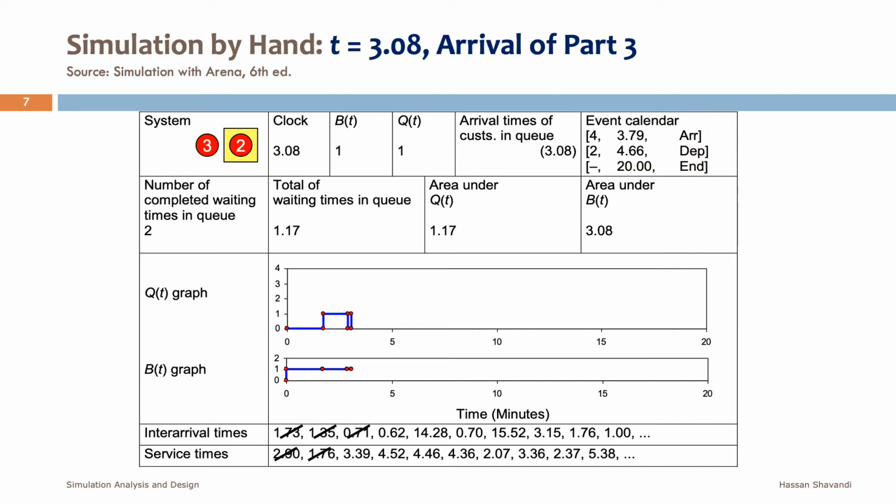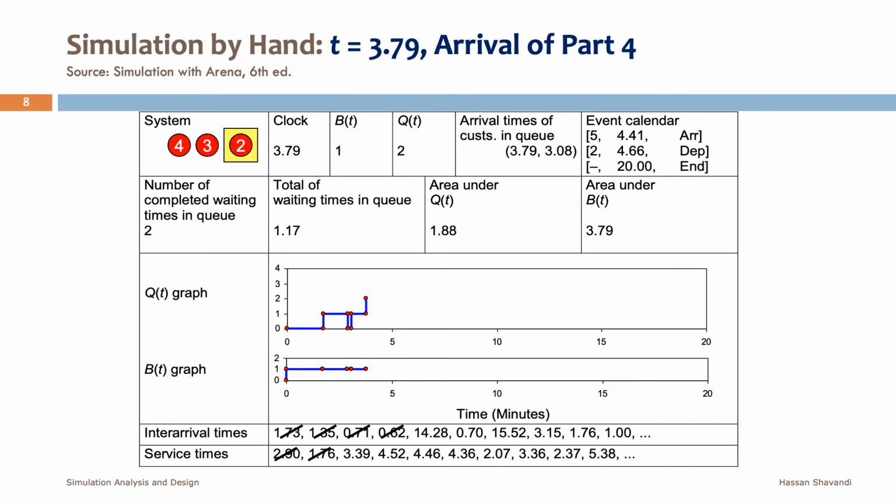Okay, as you see here, we have part number 3 in the system, and since the server is busy, it stays in the line. So clock is 3.08, Bt is 1, Qt is 1, and again, this is our updated FEL here, and you see how the Qt and Bt actually change over time here. Okay, so based on this FEL, the next event will be an arrival of part number 4 at time 3.79.